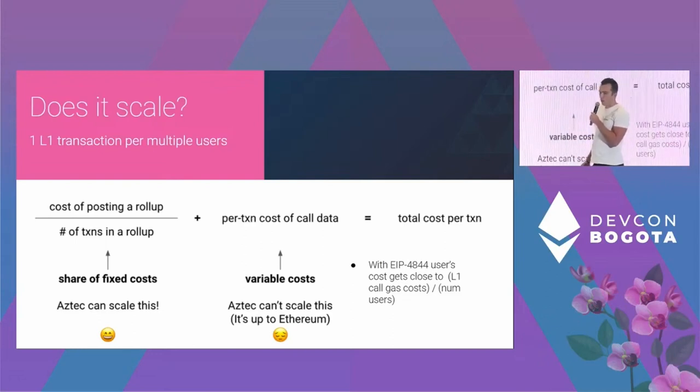And the cost of calldata is fortunately going to go down a lot with Ethereum Improvement Proposal 4844. So hopefully, in a not so distant future, the cost of interacting privately with DeFi will get very close to the gas cost of that one L1 call divided by the number of users.